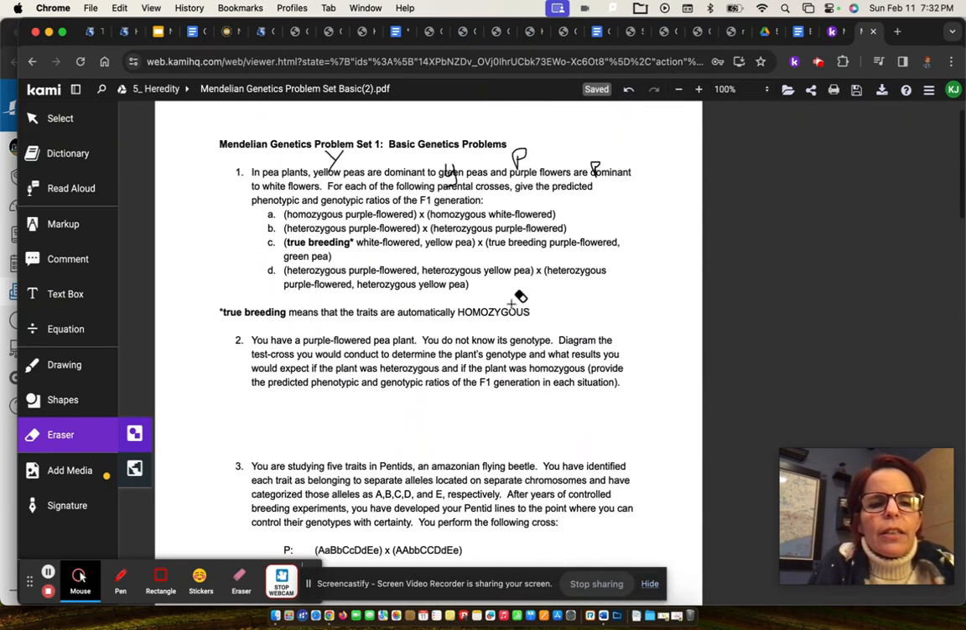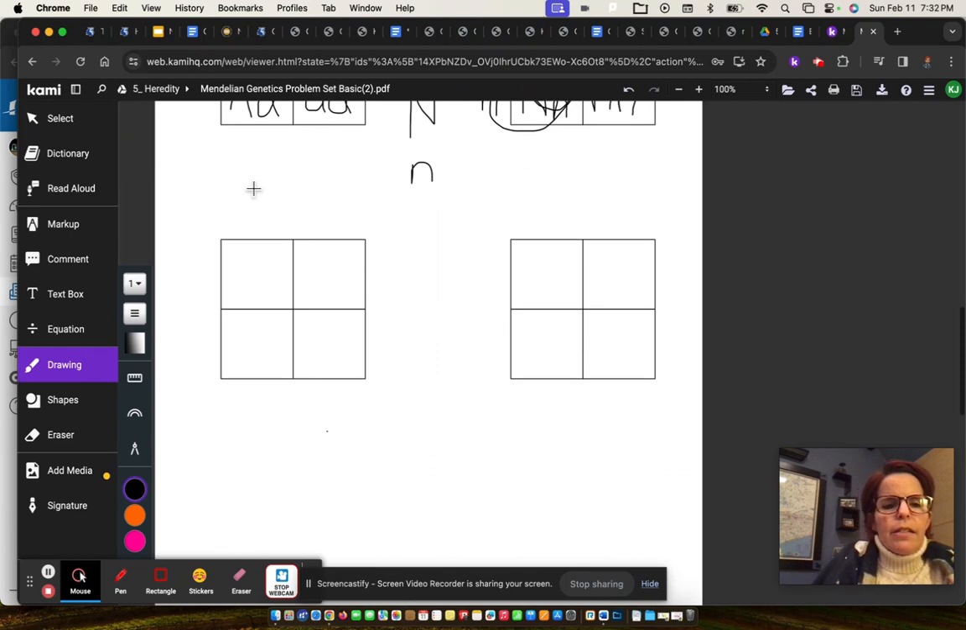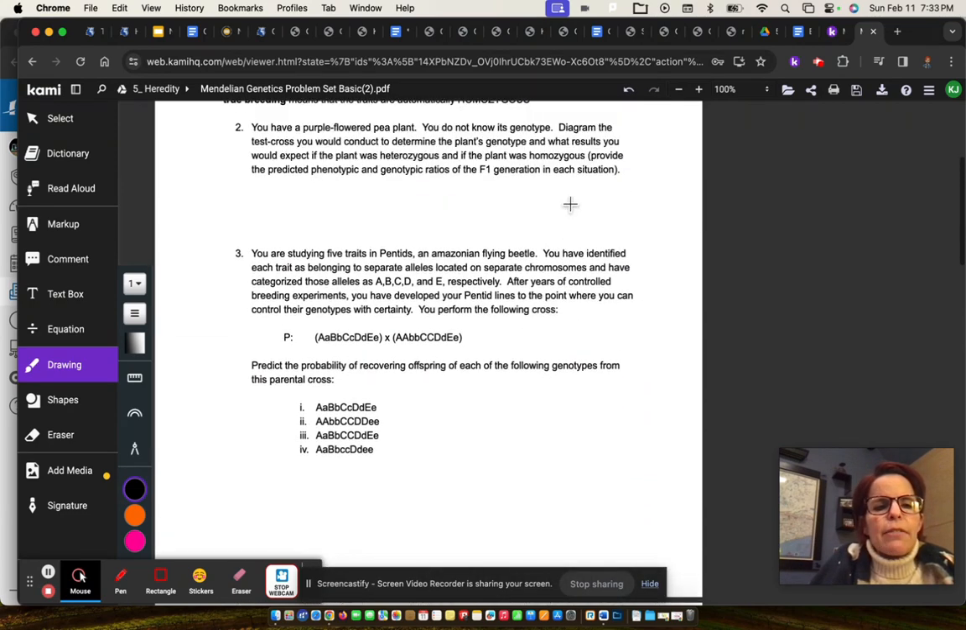So let's take a look at letter D. Heterozygous purple flowered, heterozygous yellow pea. I'll do that one first. So I'll do those across the top. Heterozygous purple flowered, so capital P and lowercase p. And heterozygous yellow, I think it said. I better double check that, but capital Y and lowercase y. That's one flower. I'm on letter D right now.